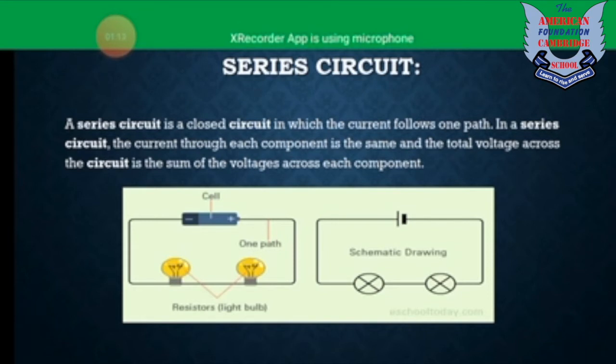And there are two properties for the series circuit. The current through each component remains the same, but the battery voltage gets shared. The battery voltage is divided and it will be equal to the sum of voltages across each component. And whenever any one component is removed from a series circuit, the whole circuit will go off.